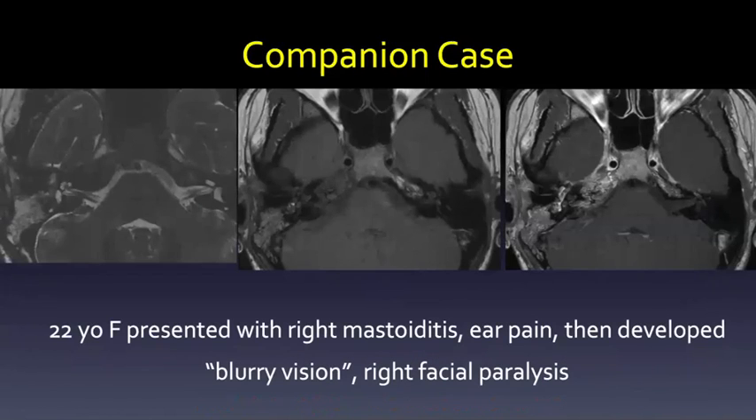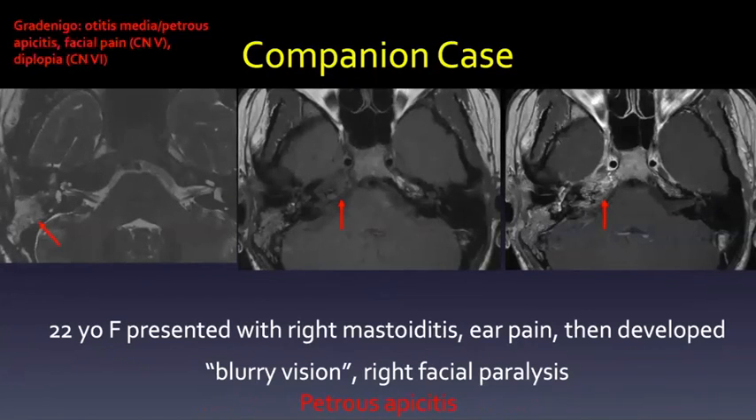On those same lines, a companion case here of a 22-year-old female who presented with right mastoiditis, ear pain, who developed blurry vision and right facial paralysis. Here you can see abnormal fluid and enhancement within the right mastoid and petrous apex. She was treated with antibiotics and eventually a canal wall down mastoidectomy with resolution of her symptoms. So clinically, she was diagnosed as a petrous apicitis.